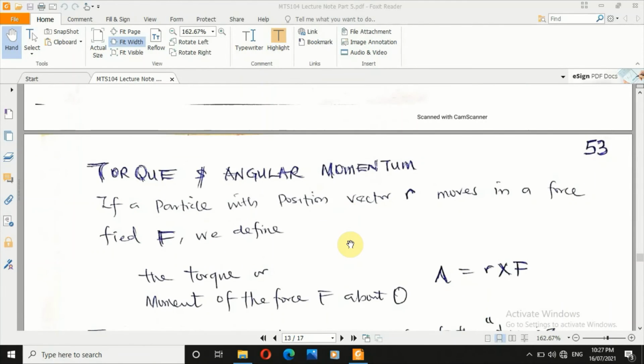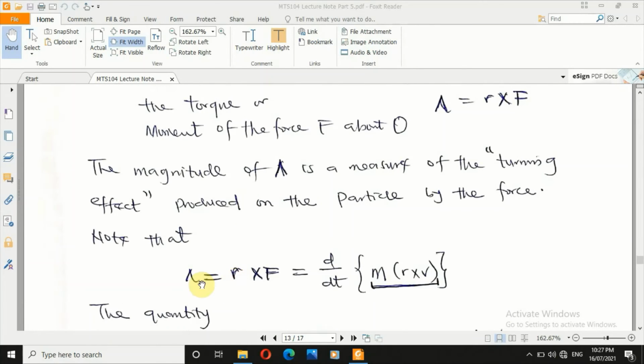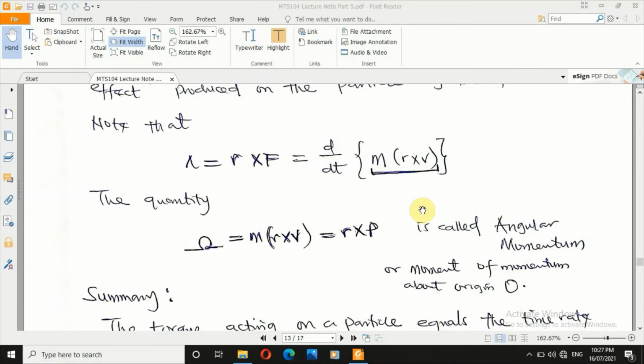Now let's talk about torque and angular momentum. If a particle with position vector r moves in a force field F, then we define the torque to be r cross F. Then the magnitude of this, which is the torque, is a measure of the turning effect produced on the particle by the force. Now note that if we have this to be r position times force, then it's still the same thing as d/dt of m times r times v. Then this quantity now is what we refer to as the angular momentum.